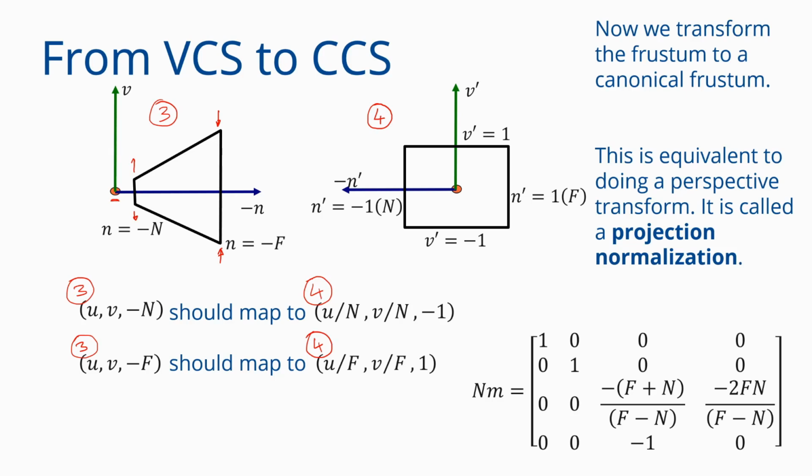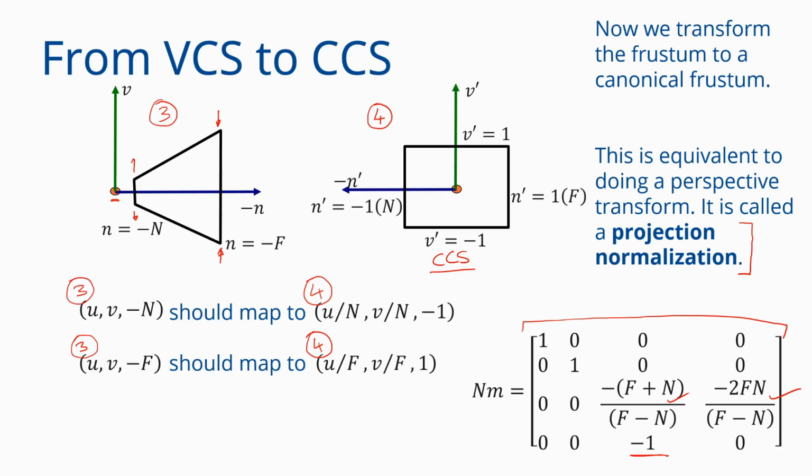This frustum is the CCS frustum, and this frustum is a cube. This transformation has the form given here. It has a translation component, it has a scaling component, and it has a perspective component. This transformation is called projection normalization. We are normalizing the view frustum so that it becomes a cube, right?